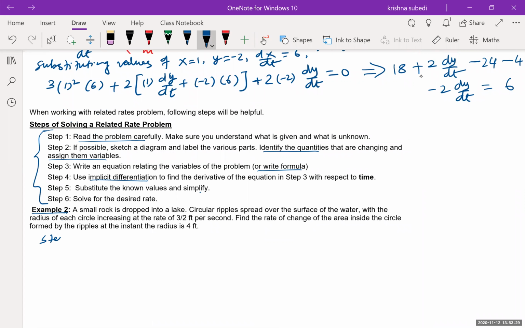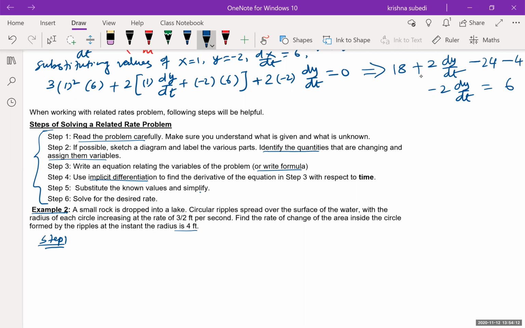Step 1, read the question carefully. Make sure you understand what is given and what is unknown. So, a small rock is dropped into a lake. Circular ripples spread over the surface of the water, with the radius of each circle increasing at the rate of 3 over 2 feet per second. Find the rate of change of the area inside the circle formed by the ripples at the instant the radius is 4 feet.